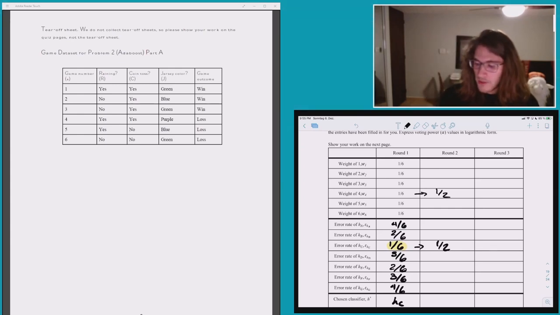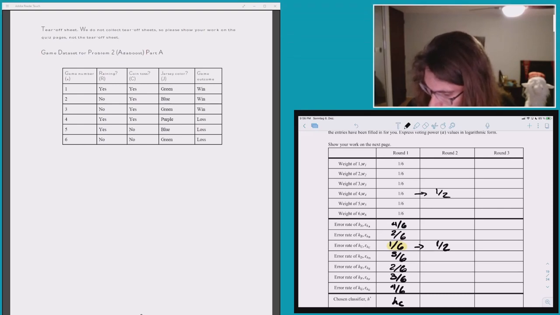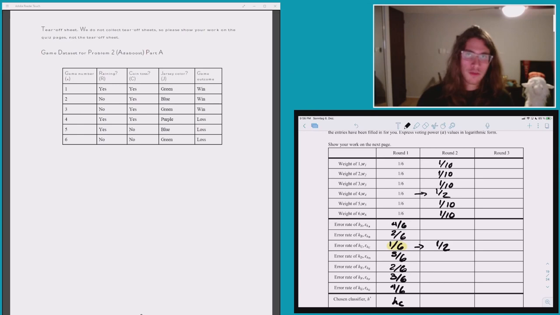And in round two, when HC inevitably misclassifies point 4 again, then HC is going to have an error rate of one half. And what that also means is all the other points have weights that also sum up to one half. So I have to scale the 5 points that are remaining in such a way that they sum up to one half. So 1/10, 1/10, 1/10, 1/10, 1/10, 1/10. If you're curious about why, feel free to refer to the Adaboost facts section of the recitation, which will have more information on it. Let me grab some water.